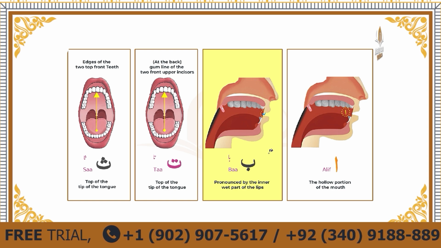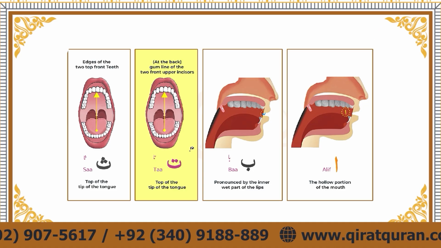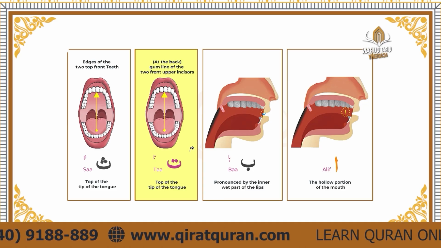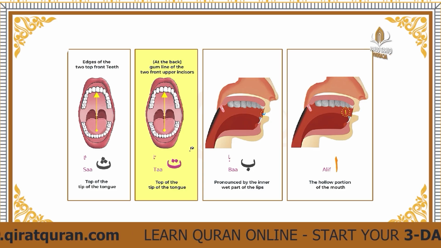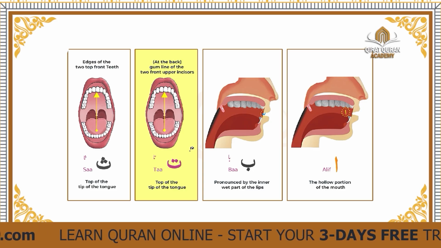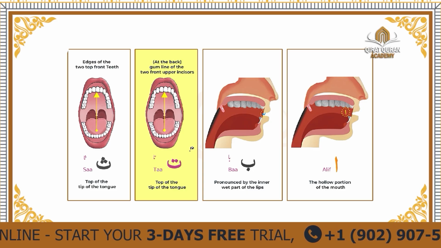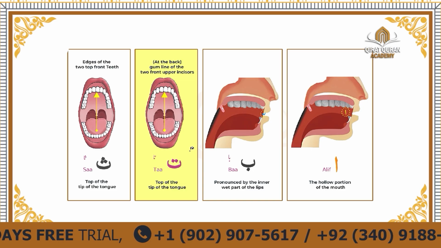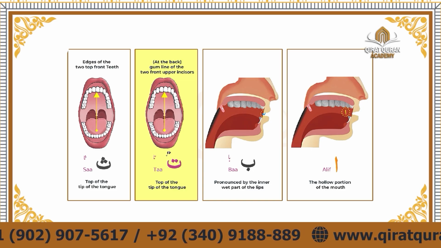And then we read about ta, that for pronouncing ta you have to use the tip of our tongue and the upper incisor, the gums of the upper incisor. We have to connect the tip of tongue to the upper incisors' gum, and that's how we will pronounce ta.